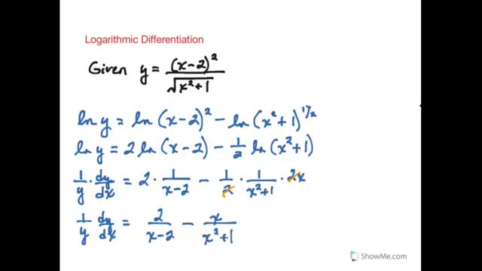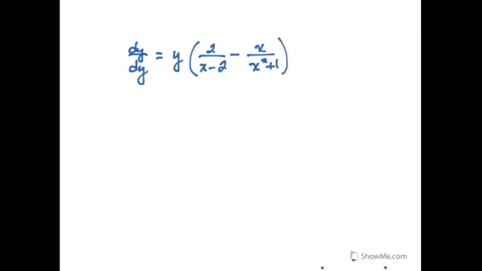Now for our final step, remember that we're trying to solve for dy dx. That denotes our derivative. So what we'll need to do is multiply both sides by y, so that we have dy dx by itself on the left. So that gives us dy dx equals y times 2 over x minus 2 minus x over x squared plus 1. It's perfectly acceptable to leave our answer like that.